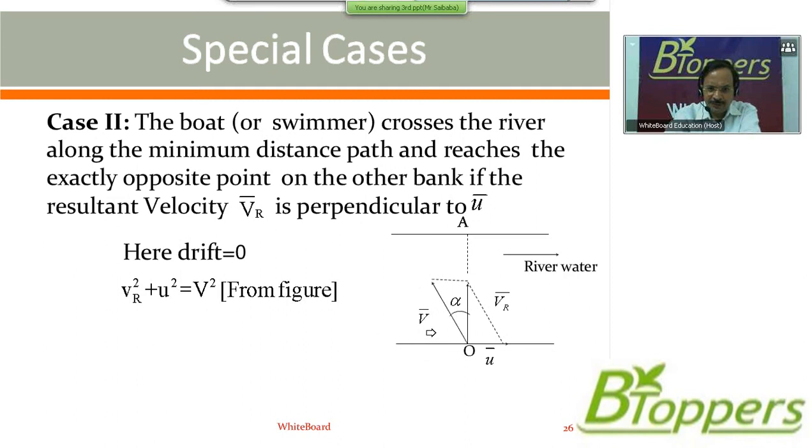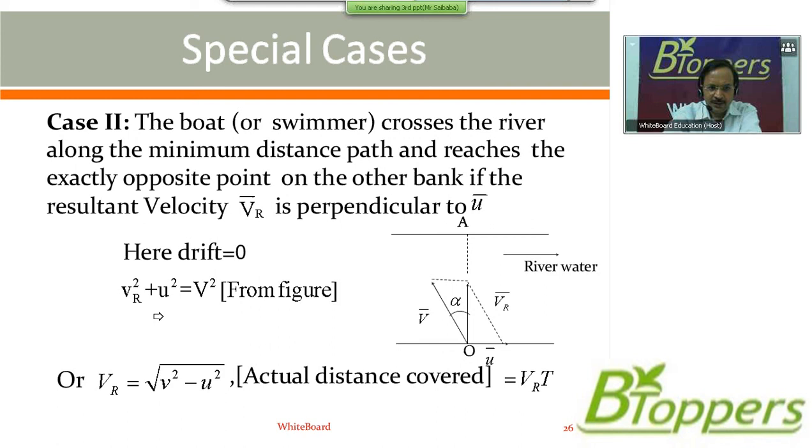So from the figure, we have a right triangle here. The length of this side opposite to the angle alpha is equal to U. The length of this hypotenuse side is equal to V. The length of this side adjacent to the angle alpha is equal to VR. So applying Pythagoras theorem, we can write VR square plus U square equal to V square. Those who want to write the notes can take a pause and copy this. So from the same equation, the magnitude of the resultant velocity is root of V square minus U square.